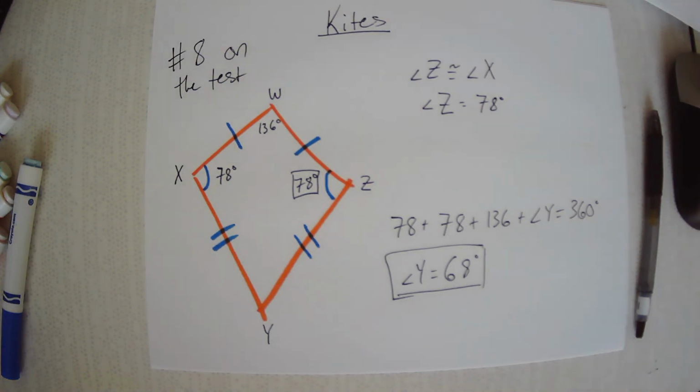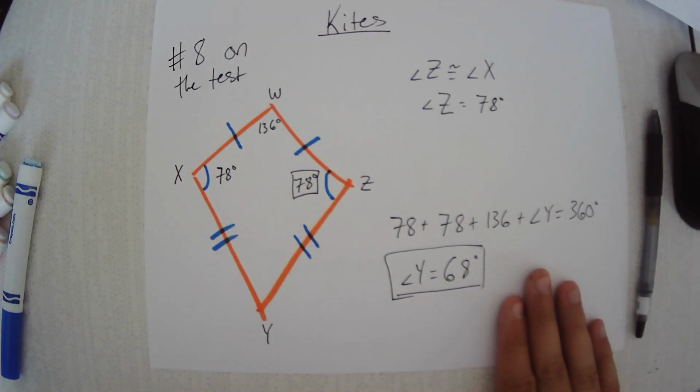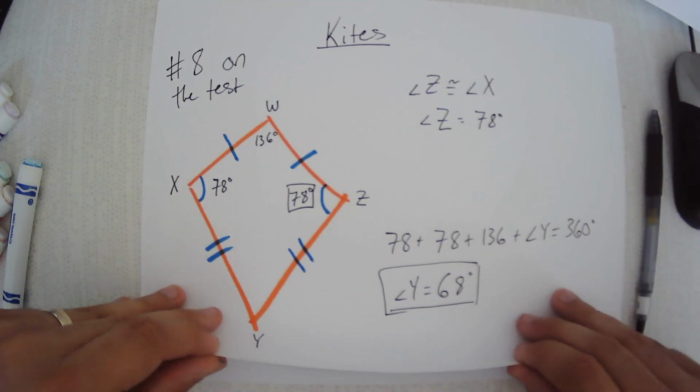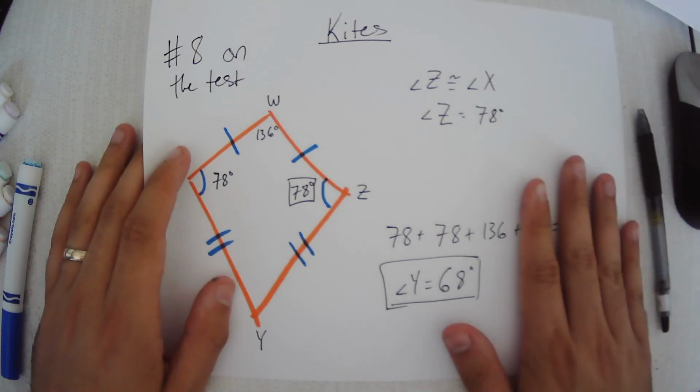Okay. So that gets us to kites, and that gets us to a very high-level overview of all the things we have done. Any questions right now?